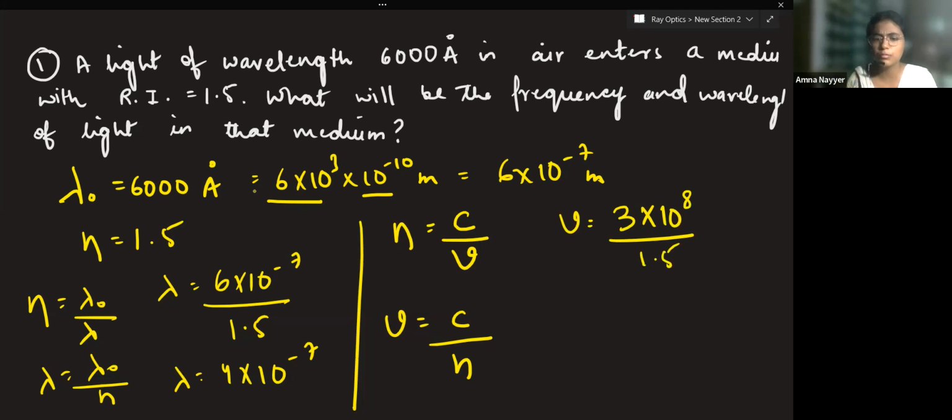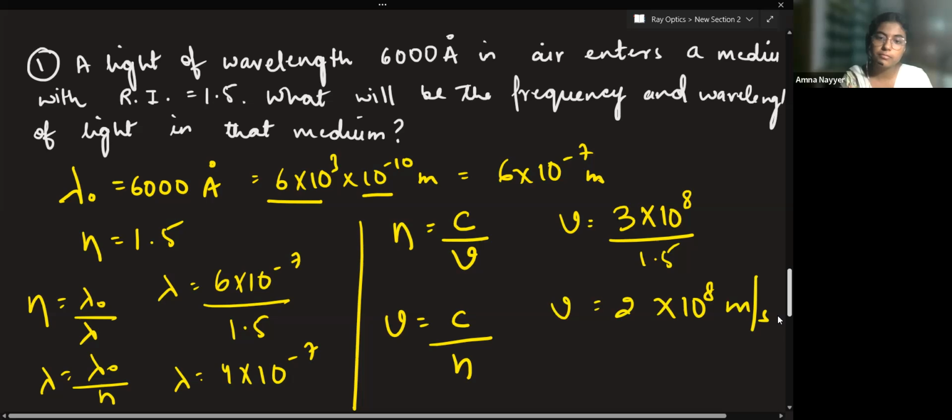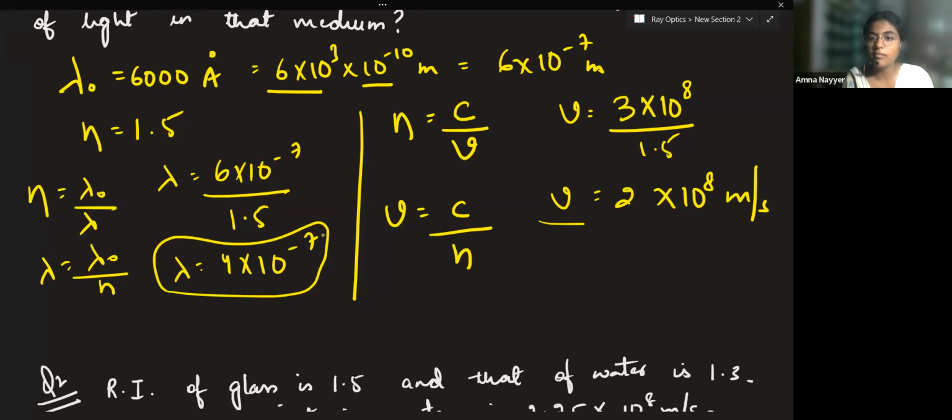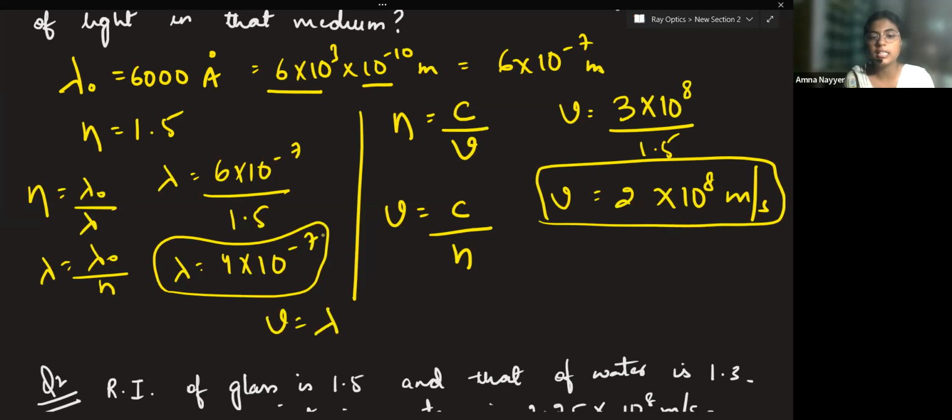So that becomes 2. This velocity becomes 2 into 10 to the power 8 meter per second. Fine. You have frequency in that medium, you have wavelength in that medium, and you have velocity in that medium. Remember, velocity is the product of frequency and wavelength.